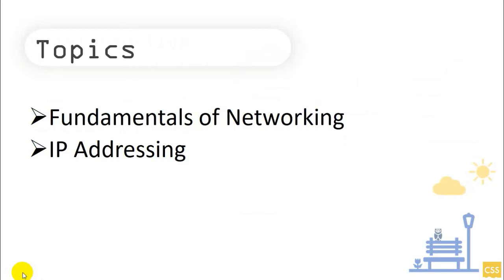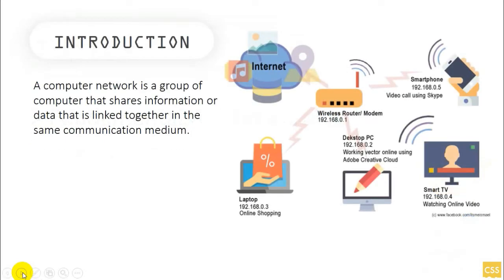So for now, let us define what is a computer network. A computer network is simply a group of computers connected together for the purpose of sharing resources. These resources can be a printer, a file server, and it could also be the internet. Now, networks have different types. So we'll discuss each of them one by one.